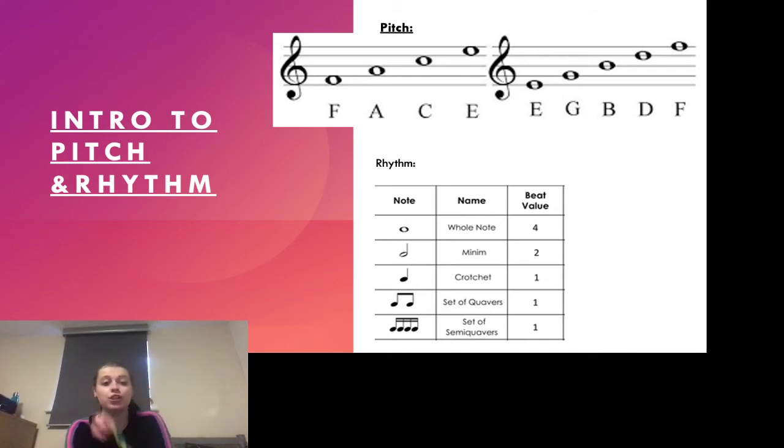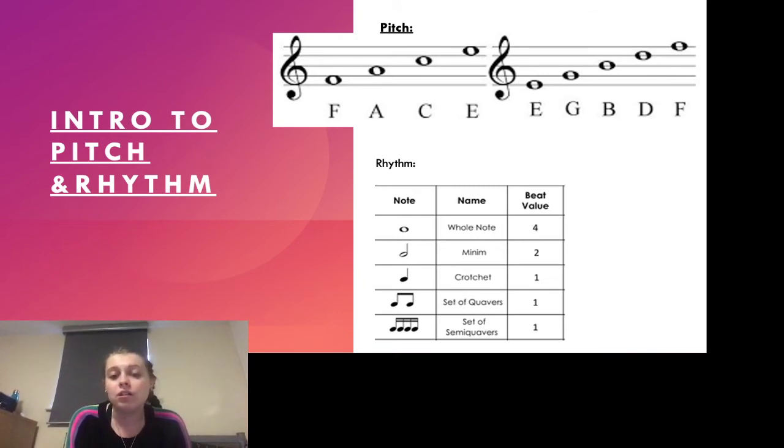After that, we have got a crotchet, which looks a little bit like a minim but coloured in. That will only last 1 beat. Quavers look like crotchets connected. Both of those notes will be played within 1 beat. And then we have a set of semiquavers, which means that there are 2 sets of quavers. All 4 would be equivalent to 1 beat. I understand if that's quite confusing. This is your first introduction to it.